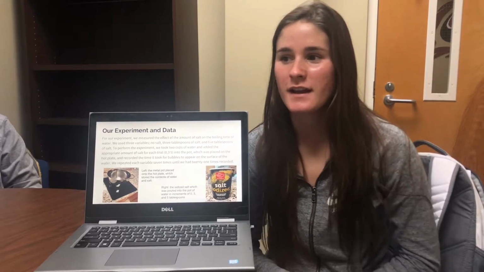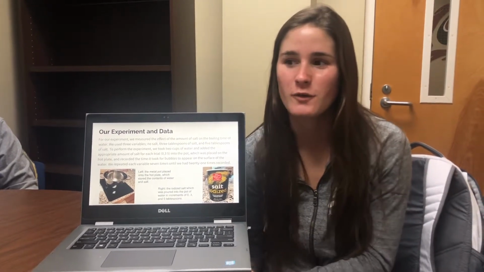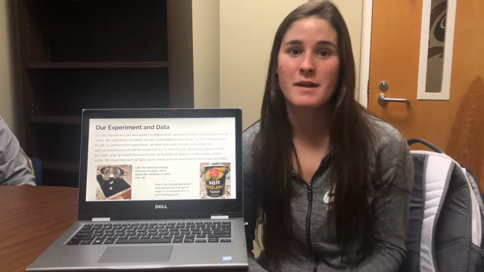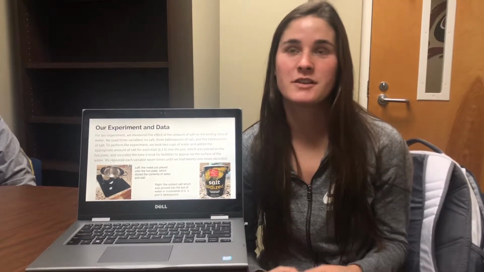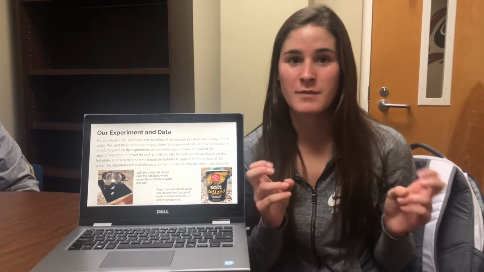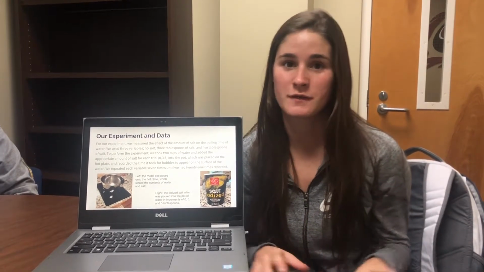So for our experiment, like I said, we were measuring the effect of the amount of salt on water. The first thing we did is we got a hot plate and turned it to 1,000 degrees. Then we put a pot on top and put 2 cups of sink water in. We had slips of paper to randomly generate whether we were doing 0 tablespoons, 3 tablespoons, or 5 tablespoons, and we kept picking random numbers until we did each one 7 times. We counted it as boiling when bubbles appeared on the surface of the water.